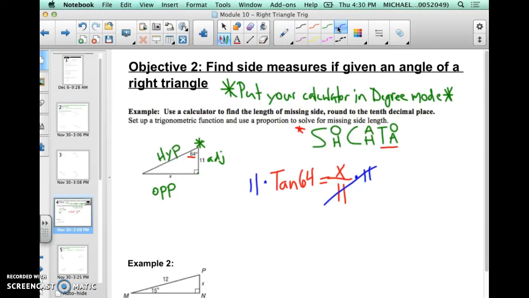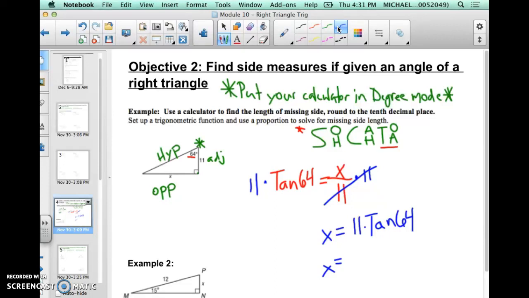And those cancel out, so I'm left with x equals 11 times the tangent of 64. And you can put that in exactly like you see it on your calculator, rounded to the tenth decimal place. So I'm going to do 11 times, on my calculator, 11 times tangent of 64. Please go along with me on that so you can get the same number as me, to check that you know how to work the calculator correctly.